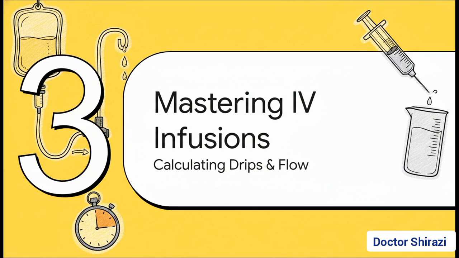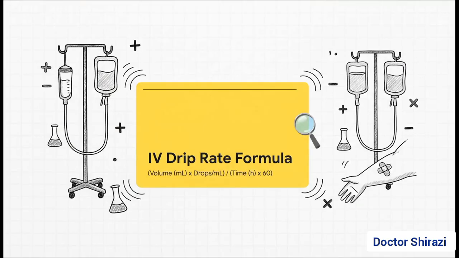Here we're talking about flow over time, which means we're going to need a slightly different set of tools. So here's the main formula for IV infusions. The drip rate, in drops per minute, is the total volume in milliliters times the drops per ml of your giving set, and you divide all of that by the time in hours.